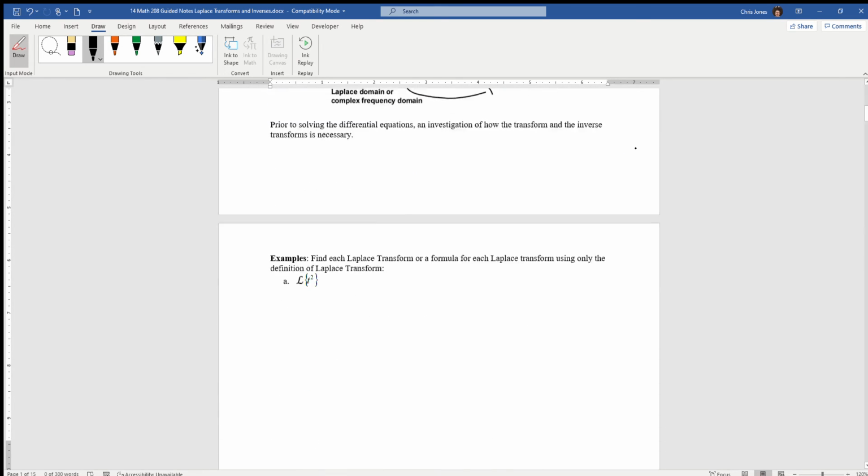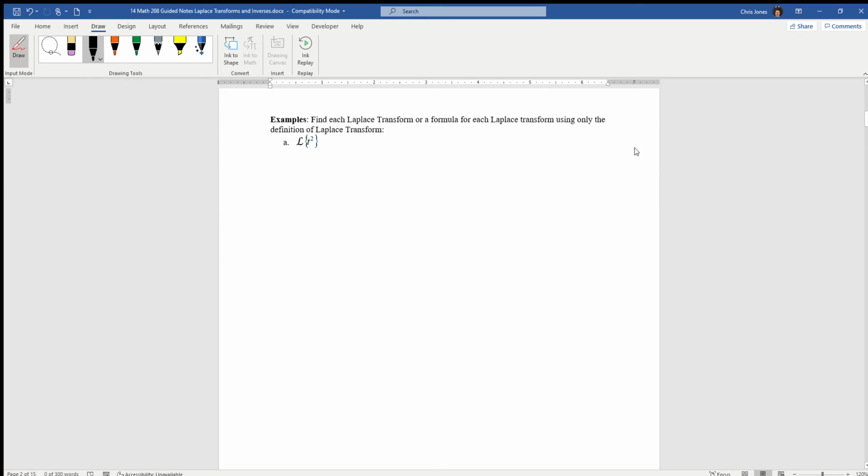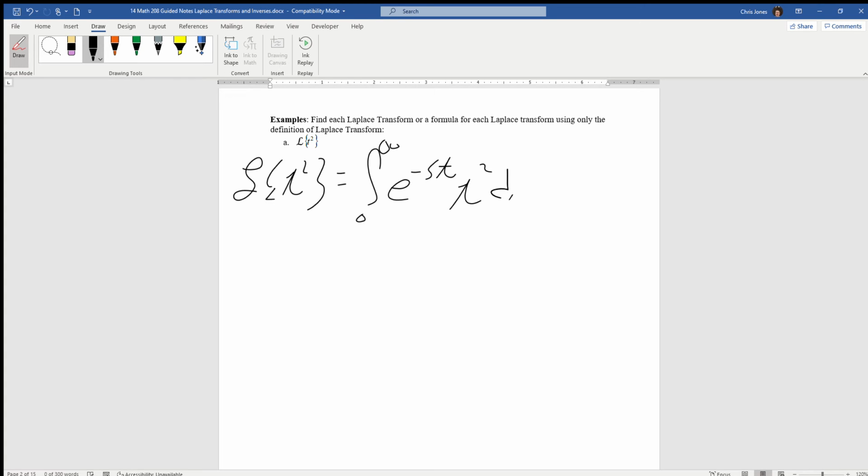So let's start off with a fairly easy example. None of these are really easy because you have to integrate, but we want to find a formula for the transform using only our definition. So we want to find the Laplace transform of t squared. The Laplace of t squared is going to be equal to the integral from 0 to infinity of e to the minus st times t squared dt.